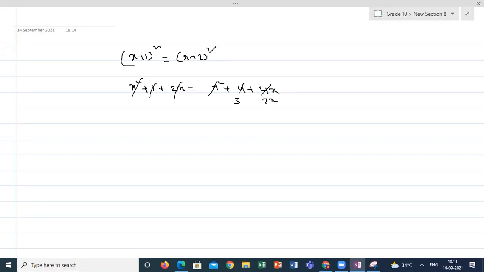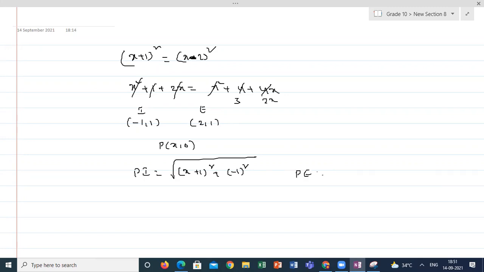Yeah, this is (x - 2)². It's not x + 2 because the points are I (-1, 1) and E (2, 1). P is (x, 0) because it is lying on the x-axis. PI will be equal to the square root of (x + 1)² + (0 - 1)², which is (-1)² under the root. PE will be equal to the square root of (x - 2)² + (0 - 1)², which is +1². From here, x - 2, this is 2.